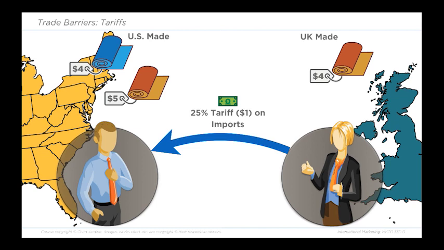This is a little bit of a simplistic example because you'd likely see retaliation in the form of a similar tariff from Great Britain on the American textiles. But you get the idea of the basic structure of how tariffs work. Now, here's a clip from the Motion Picture Hall of Fame. This is from Ferris Bueller's Day Off, talking about just how riveting a topic tariffs are.